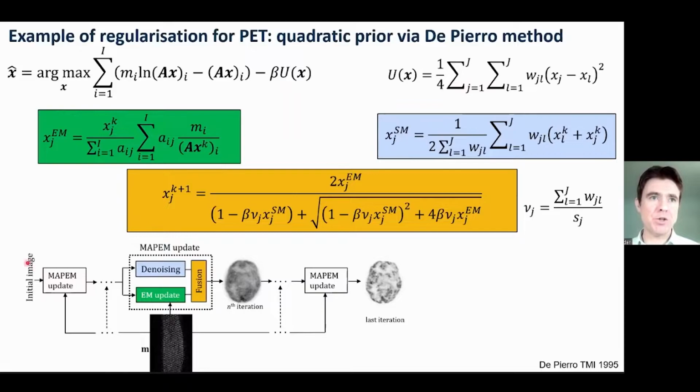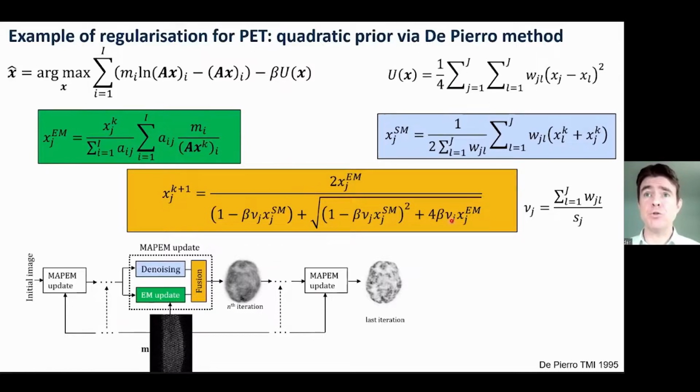You can view it as an initial image going into a MAP-EM update. Notice I'm unrolling it again as a cascade of operators here. So we'd take the image, we would denoise it to get X smoothed, we'd do the data-based update to get X EM, and then we'd fuse those two together using this well-known update.